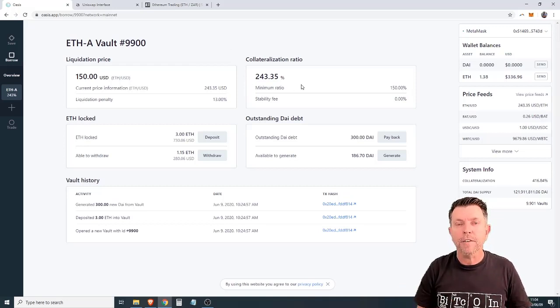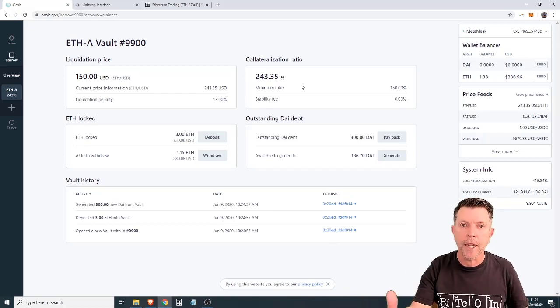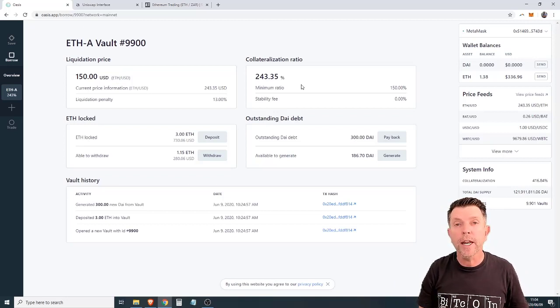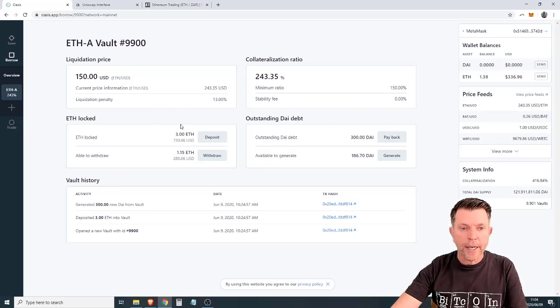Remember, I said this is a facility, and I like to compare this to an access bond where you can put money in, take money out. Once you have this facility open, you can really use it for a lot of things. We can see that the current price of Ethereum is $243 US. The liquidation penalty is 13%, as we know. We have 3 Ethereum locked in our vault, and we are able to withdraw 1.15 Ethereum.